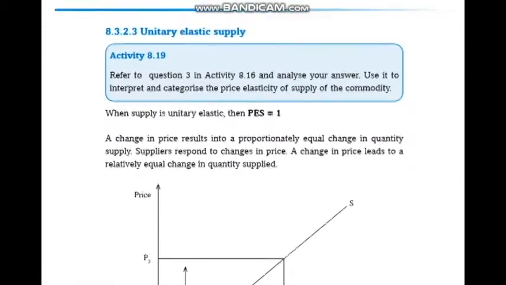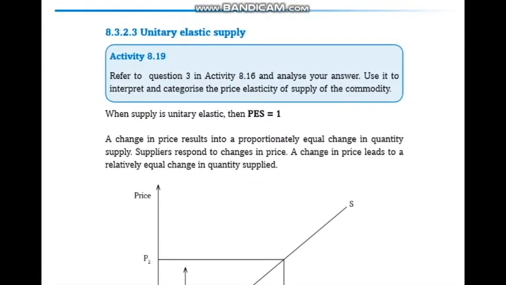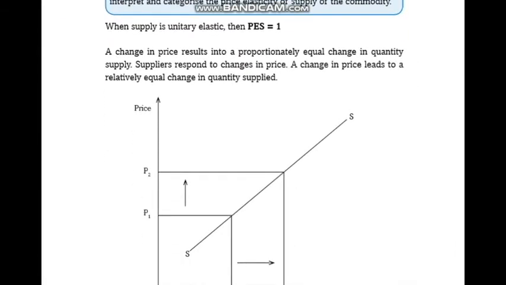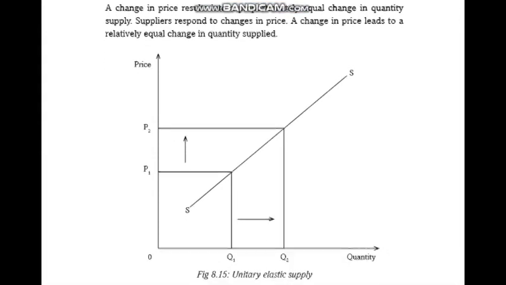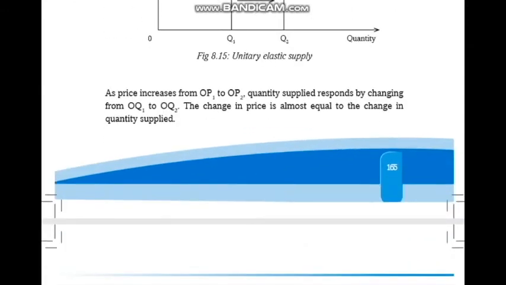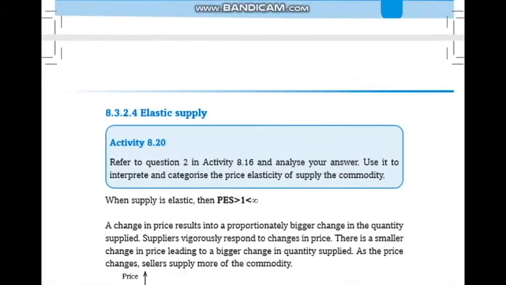Unitary elastic supply is when the price elasticity of supply equals one. It means that a change in price results in a proportionally equal change in quantity supplied. So suppliers respond to changes in price. A change in price leads to a relatively equal change in quantity supplied. We find that as price changes, quantity supplied also changes. Then when the result is equal to one, we have unitary elastic supply.